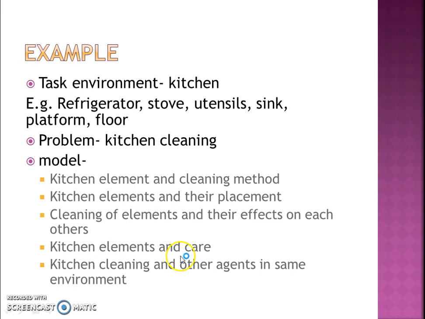Kitchen elements and care, this is another perspective that one has to see. That is, utensils, if they are steel or metal ones, then we need not handle them with lots of care. But some utensils may be glass or something, so they can be fragile. Also, the stove, sometimes those are metallic, sometimes those are glass tops. So accordingly, the care has to be taken differently. The fridge door should not be kept open for a longer time. So all these things come in the care.